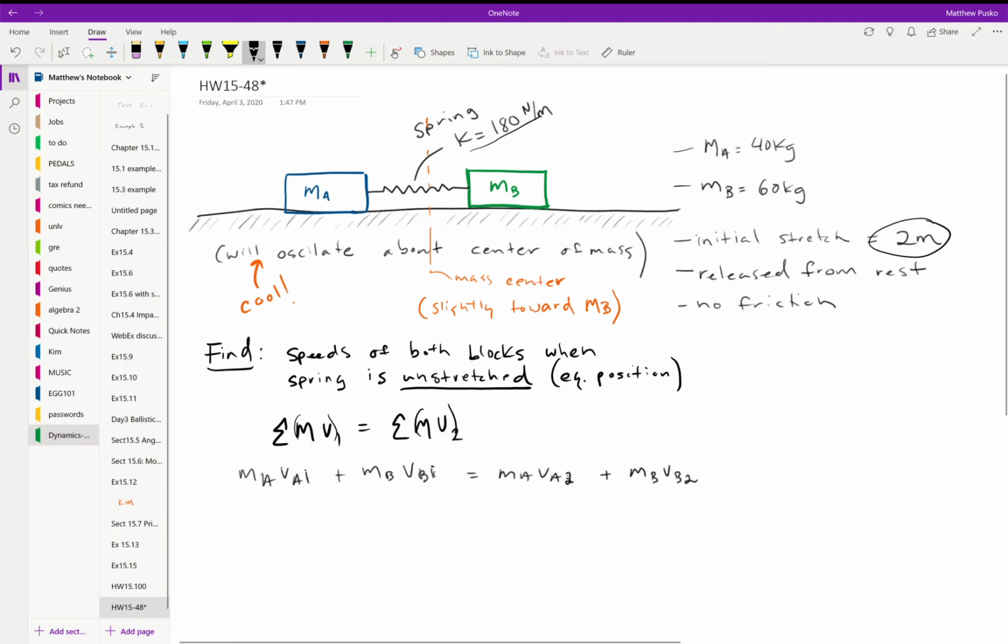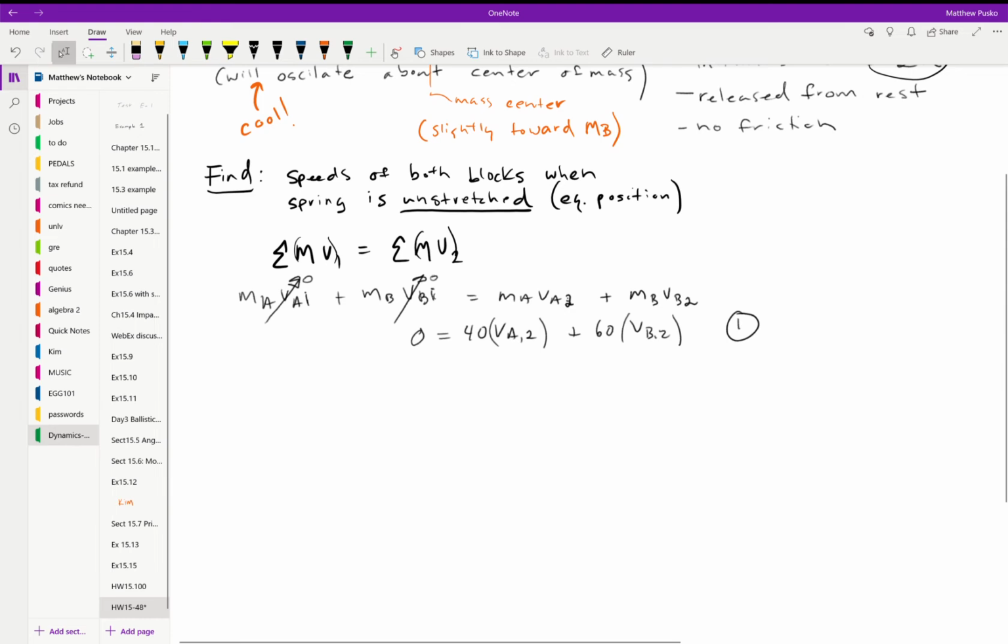Alright, what does this give us? Well, they're initially at rest, so we get a big 0 is equal to, we know the masses. The first mass is 40, and we'll call that the velocity A at 2. And we know mass B is 60, and just keep it multiplied by the velocity of B at 2. This is our equation number 1. We now have a relationship between how A is moving with respect to B, but that doesn't give us enough information. We still have 2 unknowns.